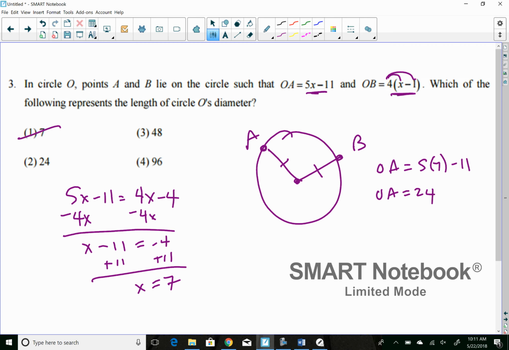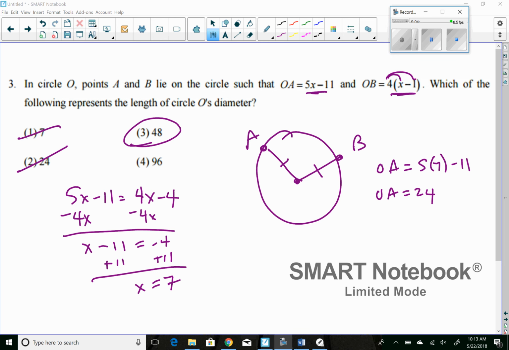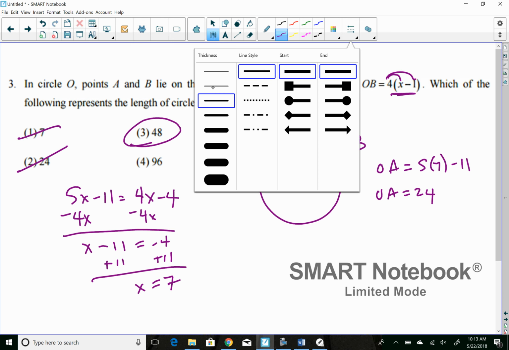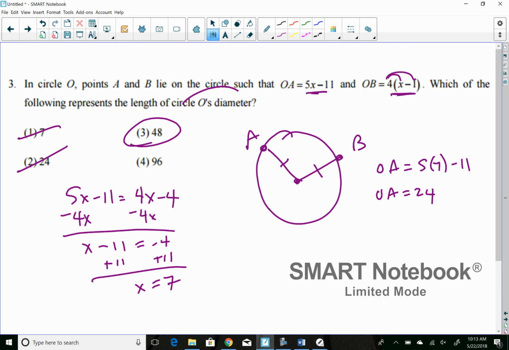Again, don't get too excited, that's not your answer. OA is just the radius. I know that the radius is half of the diameter, so the diameter is going to wind up being 48. So a good thing to talk about with this multiple choice question is don't get distracted by answers that are choices. You have to make sure that you really read through the whole thing. So this really wants the diameter here. So let's make sure that we're really looking at the diameter the whole time.